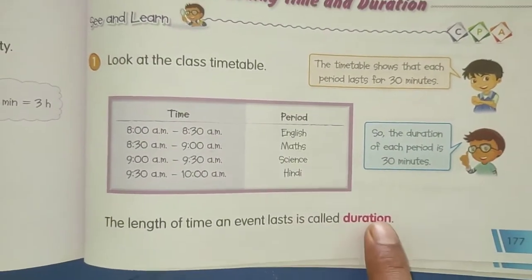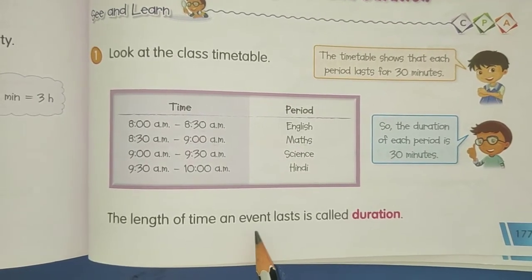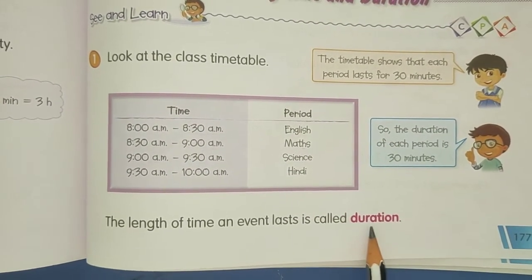So here it is given, what is the meaning of duration? The length of time an event lasts is called duration.